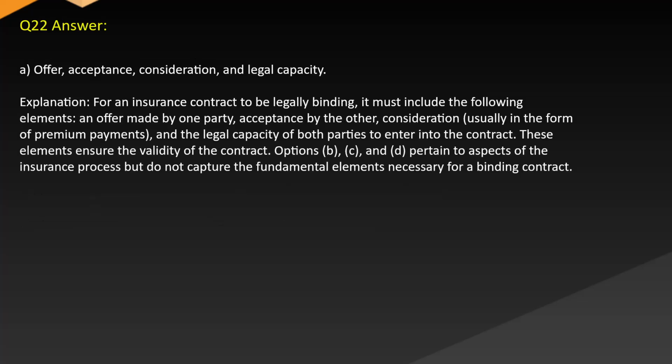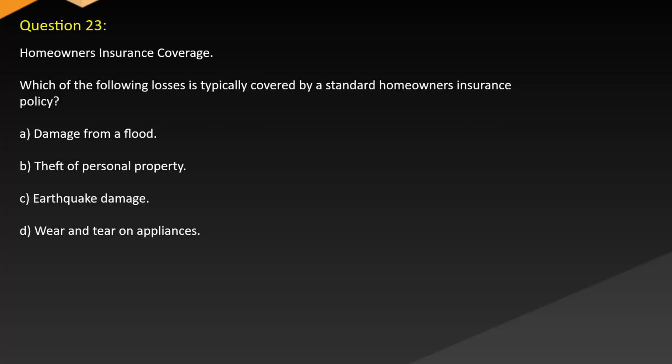Answer A. Offer, acceptance, consideration, and legal capacity. Explanation: for an insurance contract to be legally binding, it must include the following elements: an offer made by one party, acceptance by the other, consideration, usually in the form of premium payments, and the legal capacity of both parties to enter into the contract. These elements ensure the validity of the contract. Options B, C, and D pertain to aspects of the insurance process but do not capture the fundamental elements necessary for a binding contract.